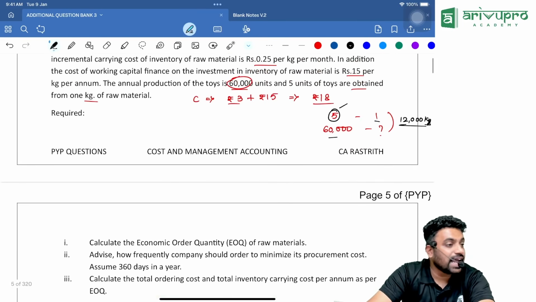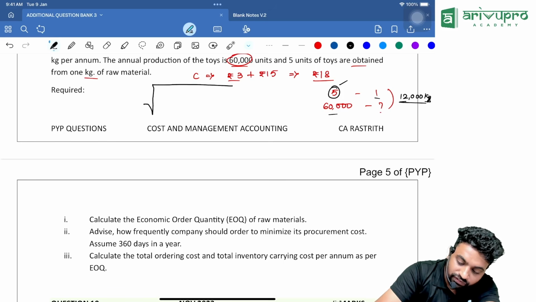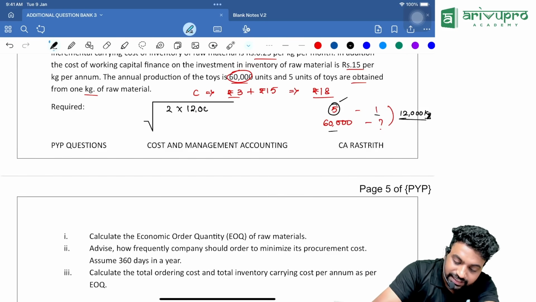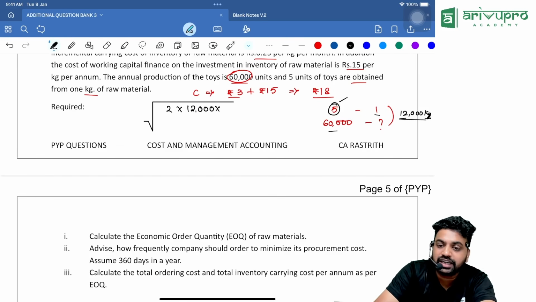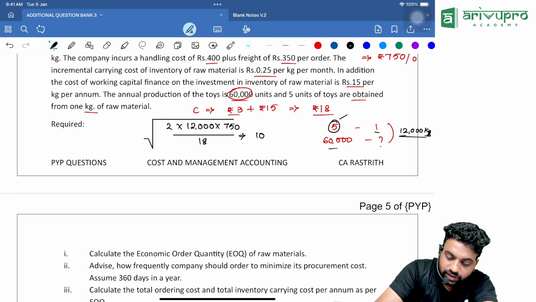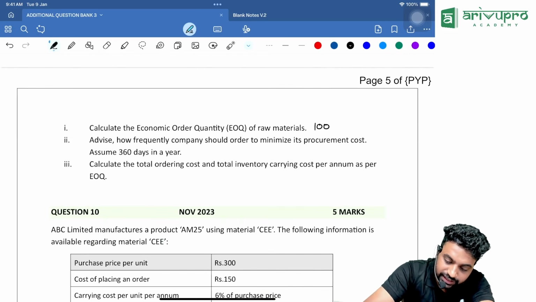They are asking you to calculate the EOQ. EOQ will be, guys, square root of 2AO divided by C. A in this case is 12,000 kgs because we are talking about raw material, not finished goods, in the material costing. O is 750. C is 18. May I know the EOQ, please? 1000 kgs, not units. Your EOQ is 1000 kgs.